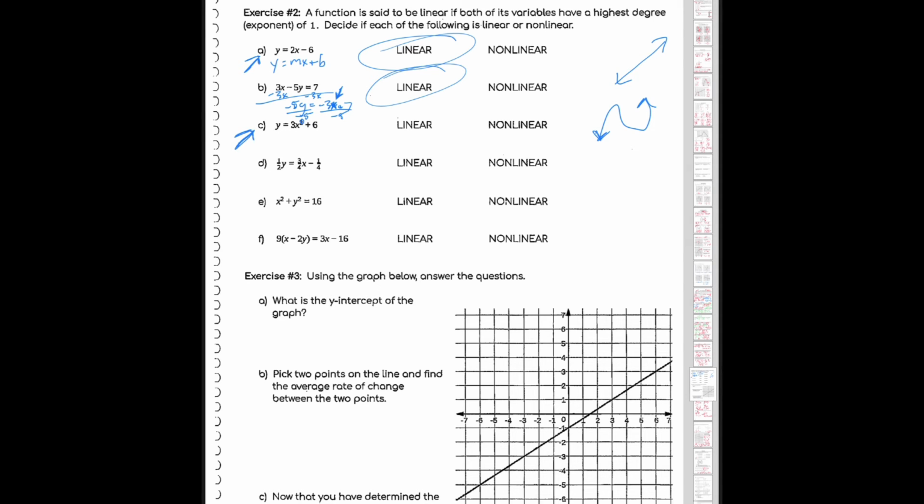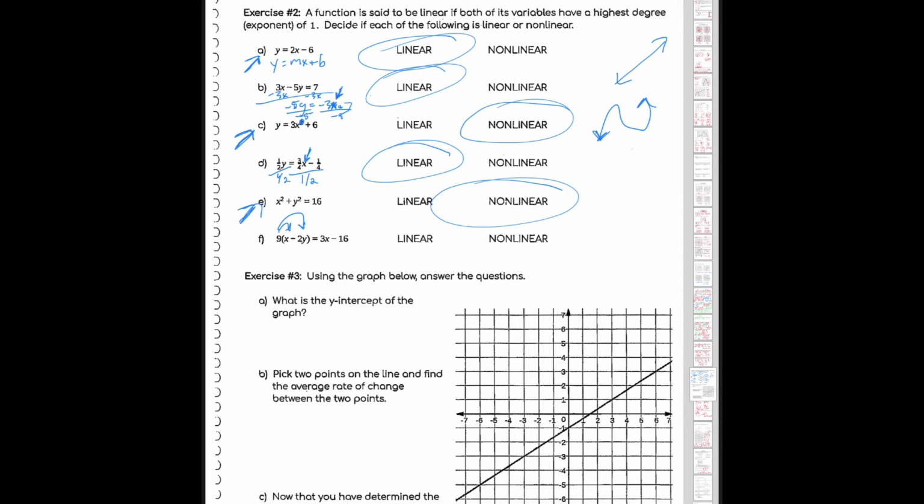Now, for letter C here, here's what I'm talking about. There's a squared attached to the x. So that means it would be some sort of curved function. So that is nonlinear. Here we could tell right away if we divide by 1/2 through the whole thing, the x will still only be x to the first power, or just x by itself. So that immediately we can tell is linear. Letter E, we run into that issue of x being squared. This is definitely not a linear function.